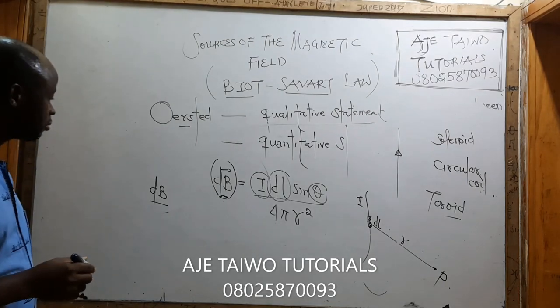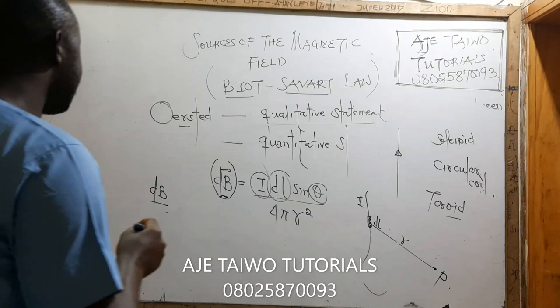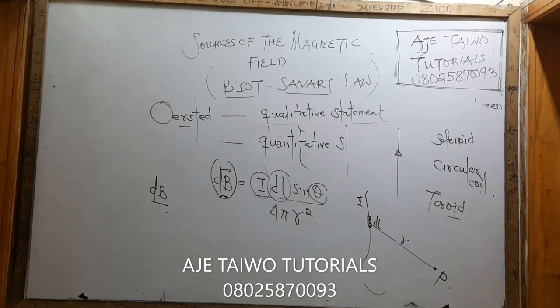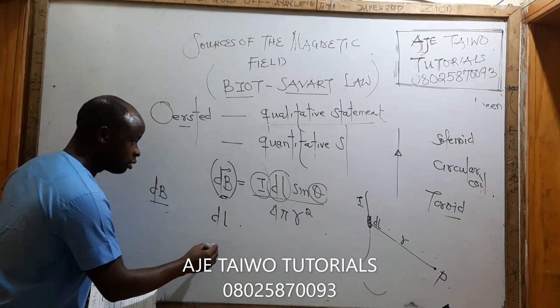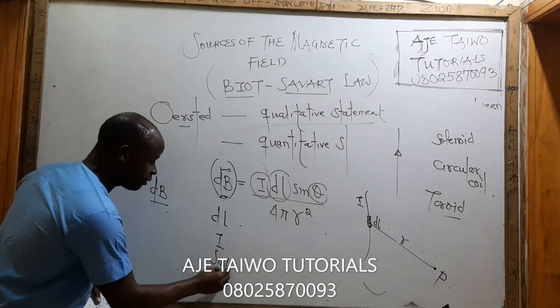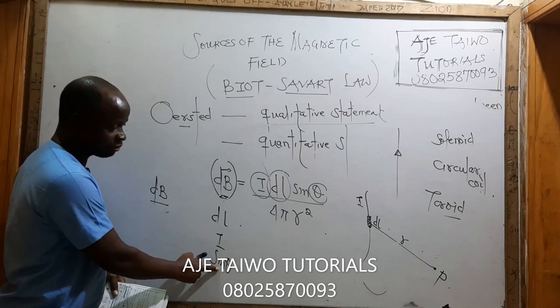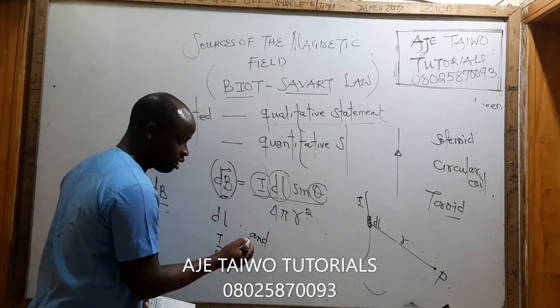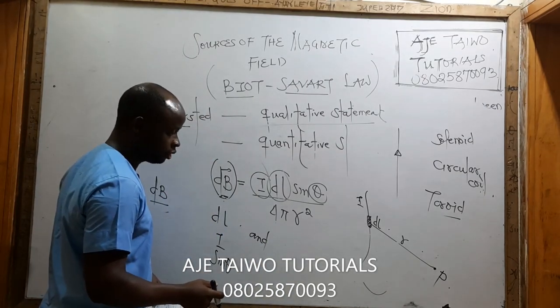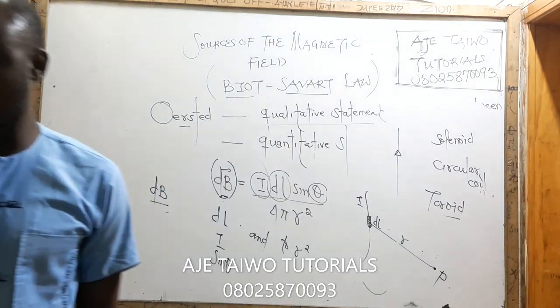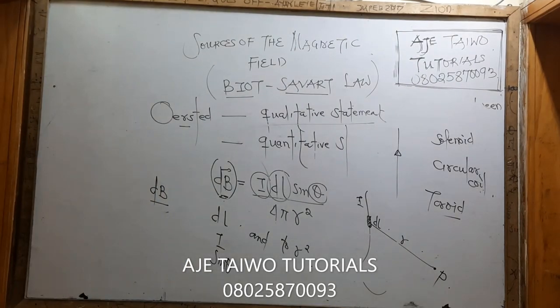the magnitude of the magnetic field dB is directly proportional to dl, that's one, current, sine theta. Directly proportional to dl, I, and sine theta, and inversely proportional to r squared. Right.